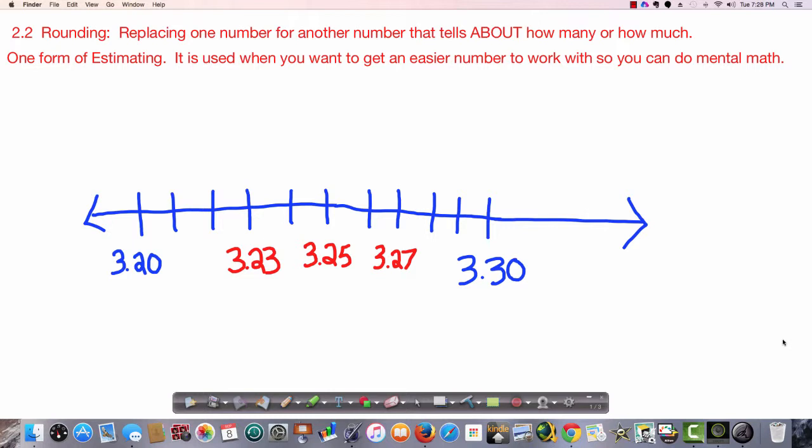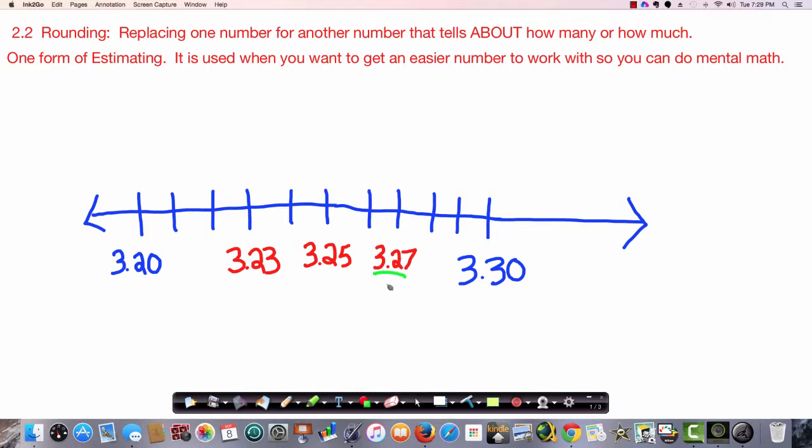And the way we find a simpler number is by finding a number that's close to the number that we're talking about, but is a lot easier to work with. So up on your screen I put a number line so you can see visually what this is all about. So first, let's look at this number here, 3.27. And really, when you're rounding, you're looking for a number that's close to it that works well for calculating.